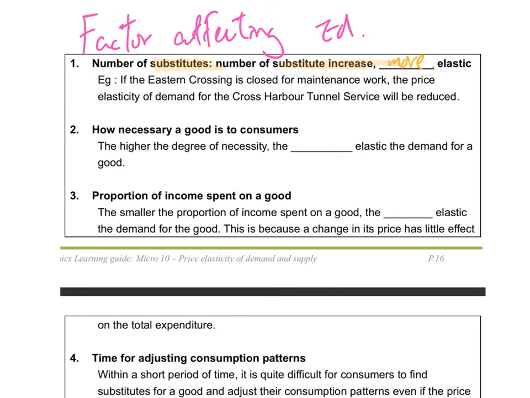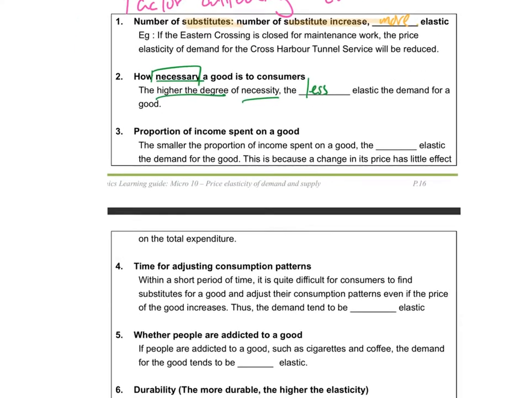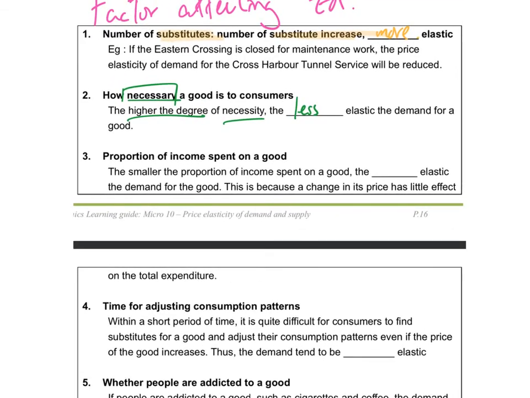The second one is whether it is necessary. If it is necessary, no matter how expensive it is, I still need to buy. So my reaction will not be that big. With a higher degree of necessity, I will be less elastic. My reaction will be lower. I will still buy a similar quantity.